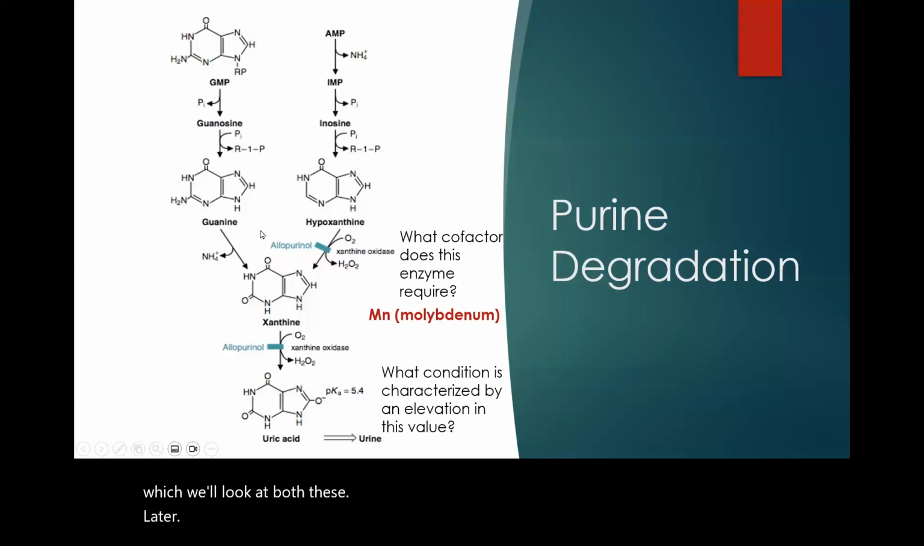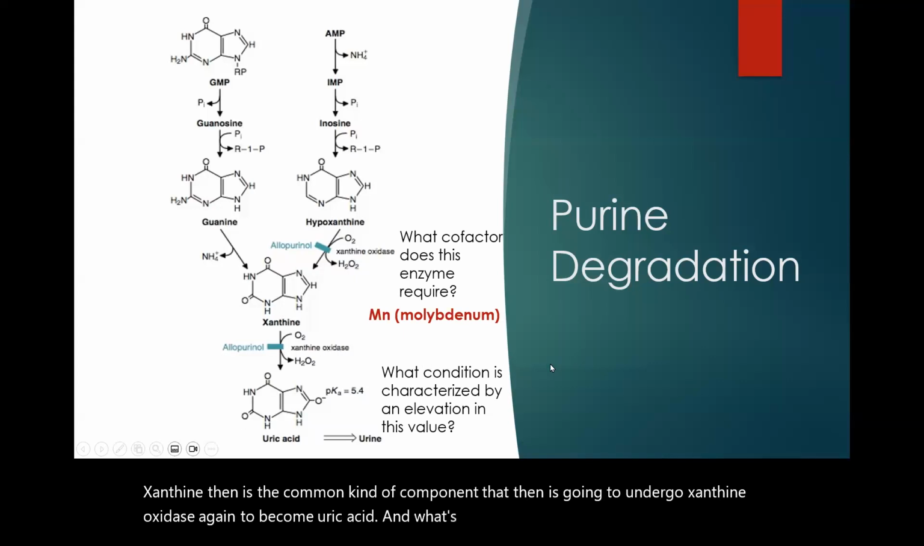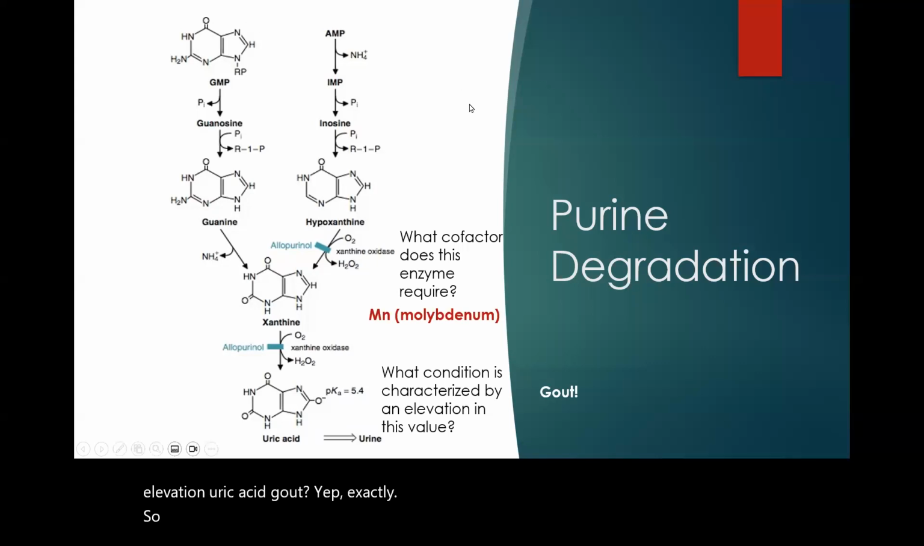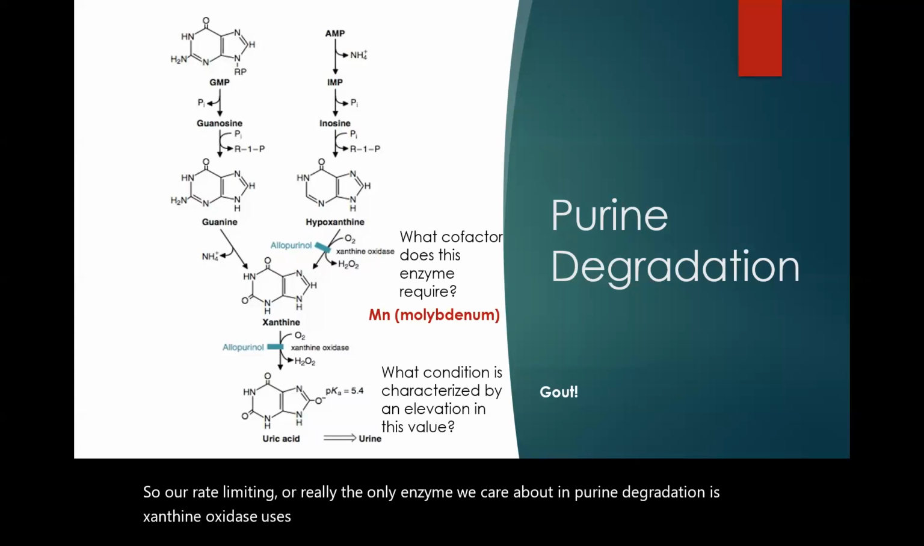Xanthine then is the common component that is going to undergo xanthine oxidase again to become uric acid. And what's our classic condition characterized by the elevation in uric acid? Gout. Yep, exactly. So our rate limiting, or really the only enzyme we care about in purine degradation, is xanthine oxidase. Uses molybdenum. Byproduct, hydrogen peroxide.